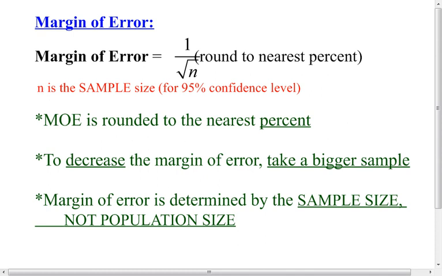Okay? When you report margin of error, the MOE, it is rounded to the nearest percent. So if your margin of error comes out to be 5.5%, you're going to have to round it to 6%. If you want to decrease that margin of error, you're going to need to take a bigger sample. Okay? So that is the only way to decrease your margin of error. And you need to know that it is determined by sample size, not population size, but sample size. The bigger the sample, the closer you will be to the actual truth about the population, even if the population is really big. Okay?